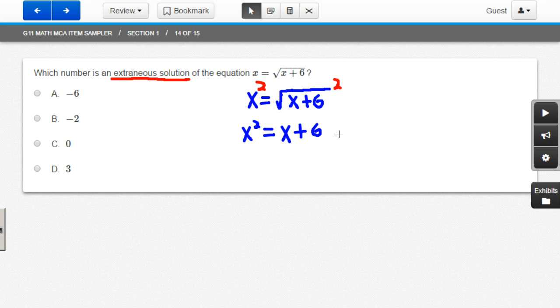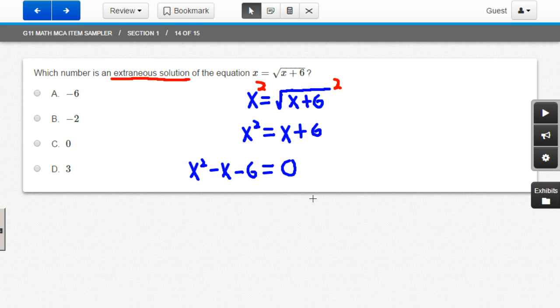Again, here we end up with a simple quadratic equation to solve. So remember how to do that. Get it set equal to 0, get everything on the same side of the equation. I'm going to subtract x and subtract 6 from both sides. That leaves me with x squared minus x minus 6 is equal to 0.